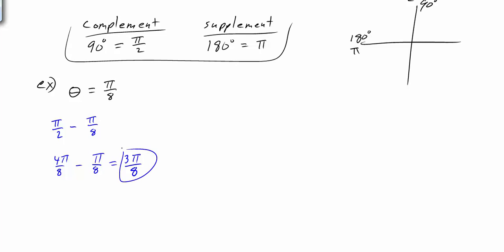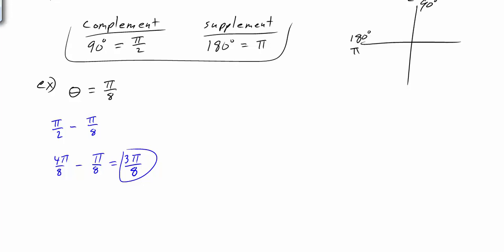If we were to add 3 pi over 8 and pi over 8, we would have 4 pi over 8, which is pi over 2. So pi over 8 and 3 pi over 8 are complementary angles. So 3 pi over 8 is the complement. So how can we find the supplement?